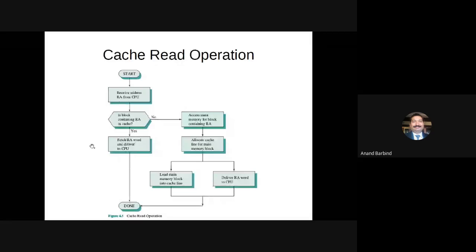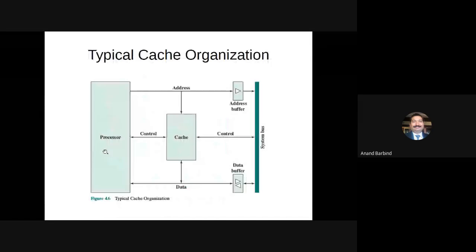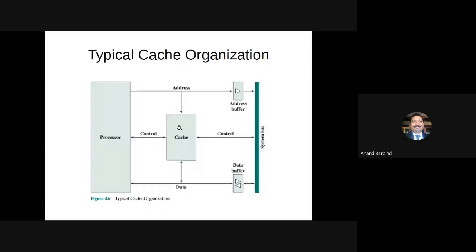Okay, so this is the typical cache organization which we already discussed. The cache is connected to the system bus, and whenever a block is to be transferred, it will be transferred from the system bus into the cache, and once it is there in the cache, then the processor will be directly reading from this particular cache, without going to the main memory.